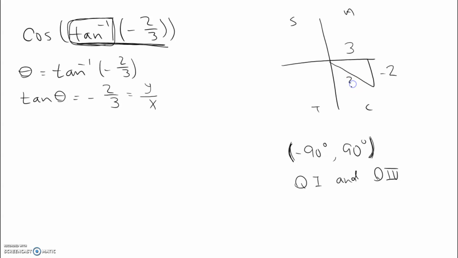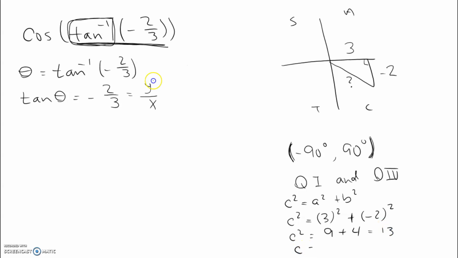To get our hypotenuse, because this is a right triangle, I need to use c squared equals a squared plus b squared, which is really the same thing as saying the hypotenuse squared is equal to one side squared plus the other side squared. So we don't know the hypotenuse, so that's just c squared. One of them's 3, square that one, plus negative 2, square that one. So c squared is 9 plus 4, which would give us 13. So then square root the 13. So that is the square root of 13.